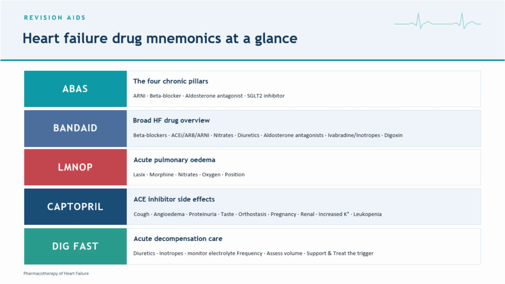Right, this is my favorite slide: revision aids. All our mnemonics in one glorious place. Screenshot this one. Seriously, put it on your wall. You have the 4 chronic pillars: ARNI, beta blocker, aldosterone antagonist, SGLT2 inhibitor. Then your broad heart failure overview: beta blockers, ARB, ARNI, nitrates, diuretics, aldosterone antagonists, ivabradine and inotropes, and digoxin. LMNOP for acute pulmonary edema: Lasix, morphine, nitrates, oxygen, position. Then mnemonics for those ACE inhibitor side effects, and DIG FAST for acute decompensation care. Say them out loud, quiz your study buddy, write them from memory. These little acronyms are the difference between fumbling and flying in your exams and on the ward. Trust me on this one.